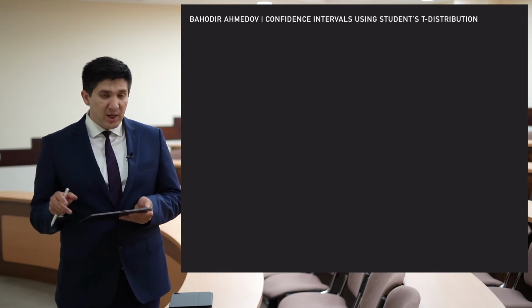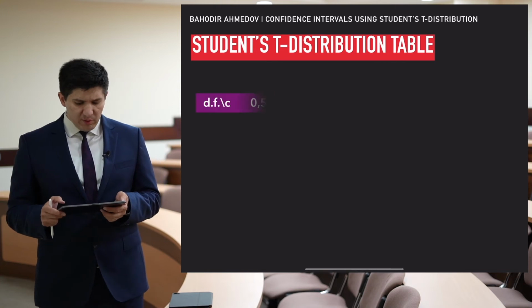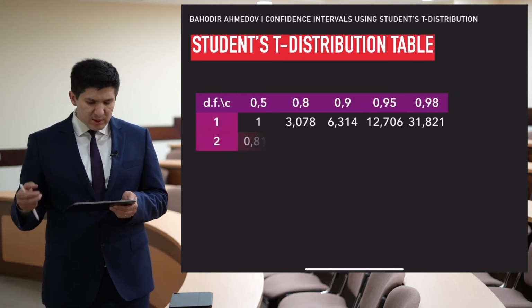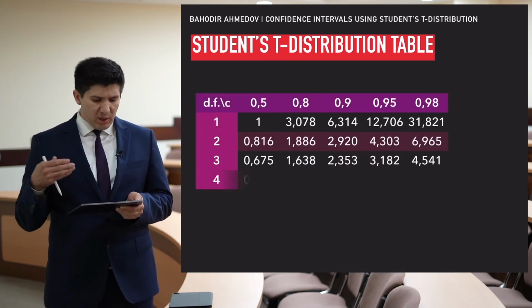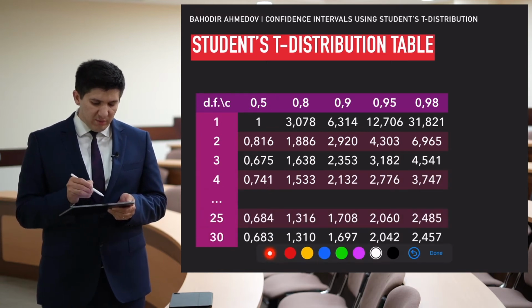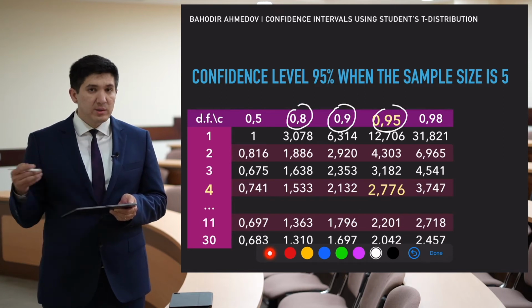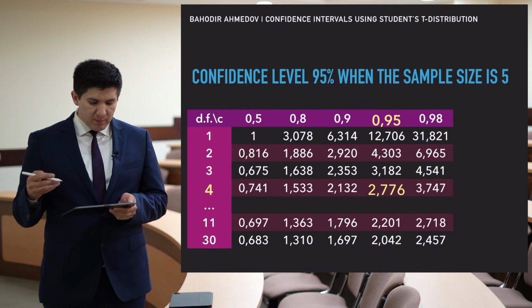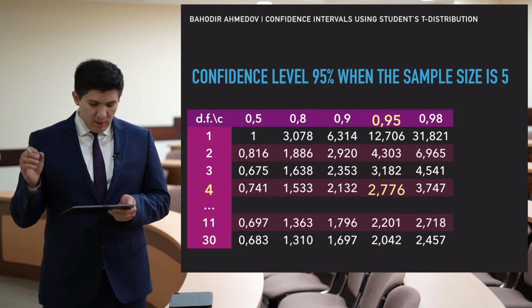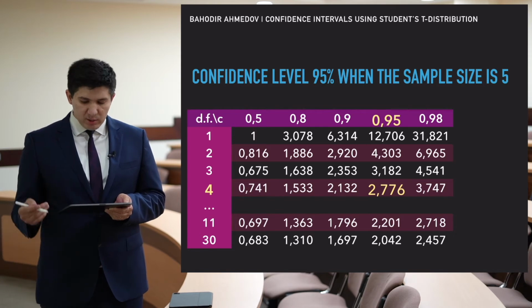Well, how to find them technically? Technically, you will be given a table, and you need to find them from the table. This table consists of the degrees of freedom and the confidence level. So here you've got the confidence level equal to 0.5, 0.8, 0.9, 0.95, and so on.